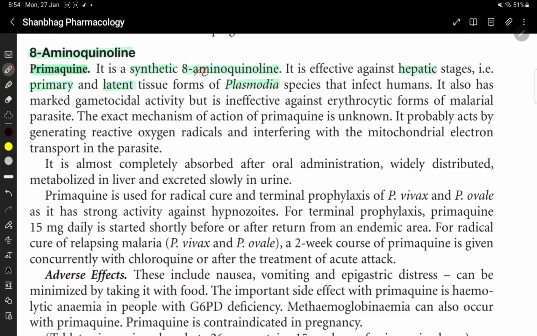Primaquine is a synthetic 8-amino quinoline. It is effective against the hepatic stages, that is, primary and latent tissue forms of Plasmodium species that infect humans. It also has marked gametocidal activity but is ineffective against the erythrocytic forms of malarial parasite. Primaquine has marked gametocidal activity, but it is ineffective against the erythrocytic forms of malarial parasite.